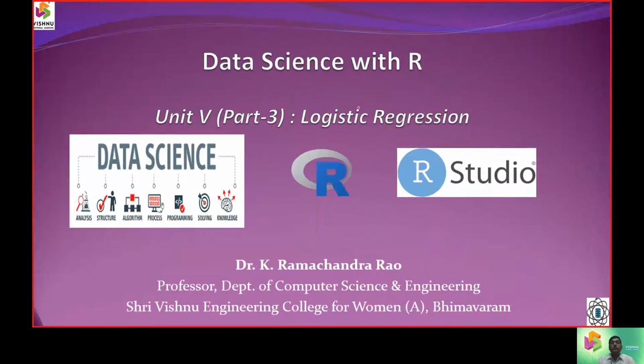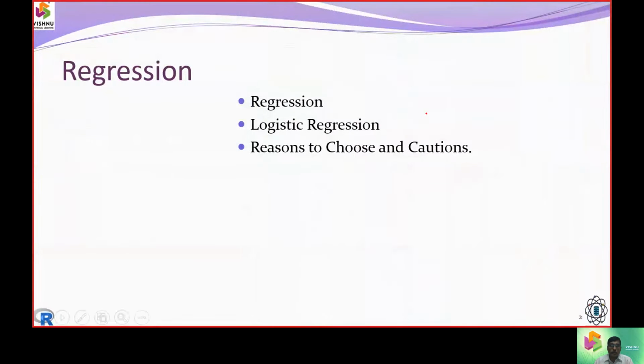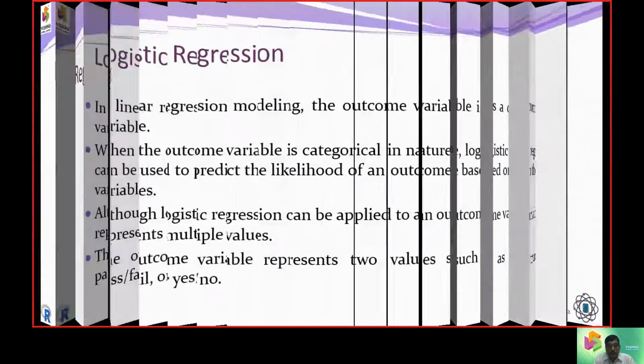Hello, welcome to the third part of Unit 5, that is logistic regression. This topic we are taking up along with data science with R. In this topic we will look at logistic regression, the reasons why and where we should choose it, what should be avoided, and what things to be considered. Those aspects will be covered in the next slides.